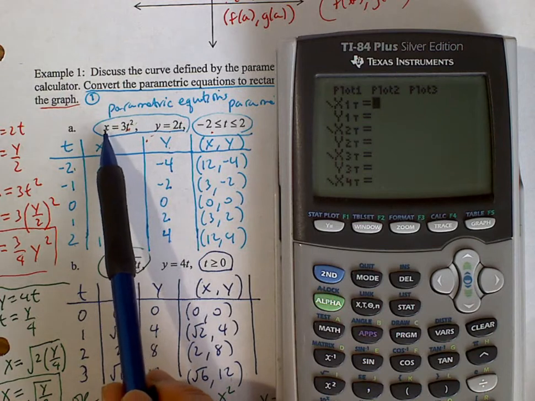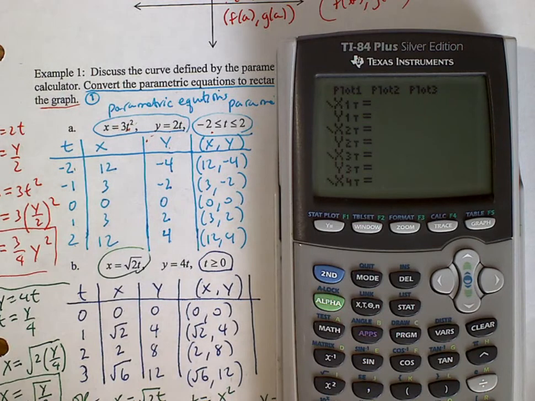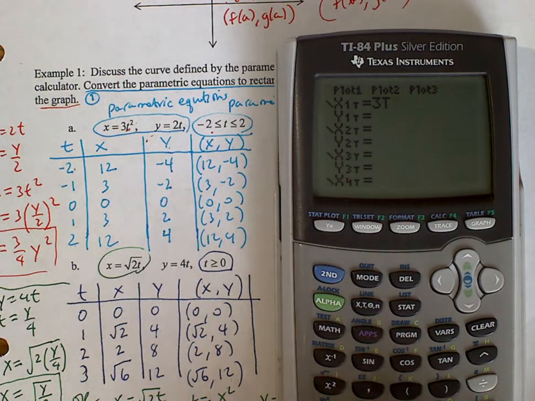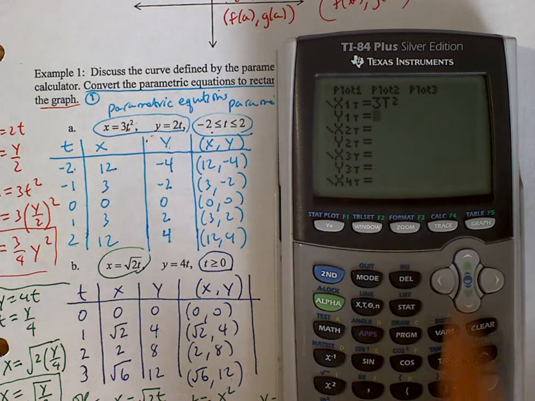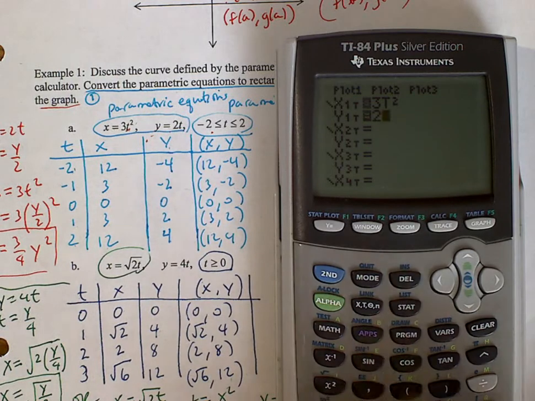So you're going to put in x is equal to 3t squared. So I'll put in 3, and the t is just where your x, t, theta, and n button is. Right, so it'll be t squared. And then for the y, I'm going to put in just 2t.